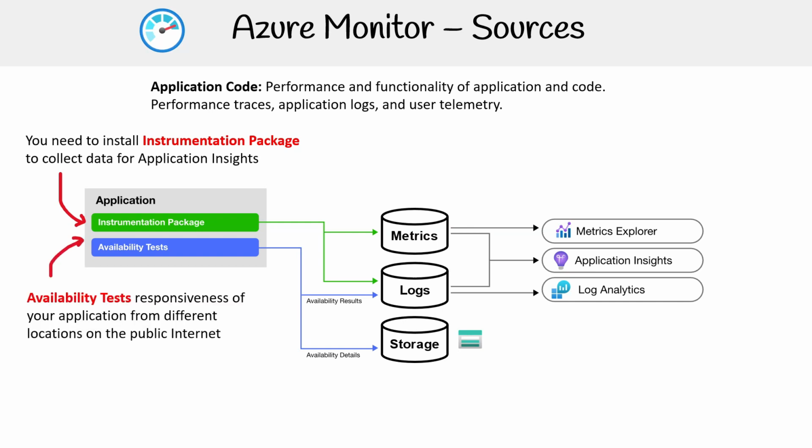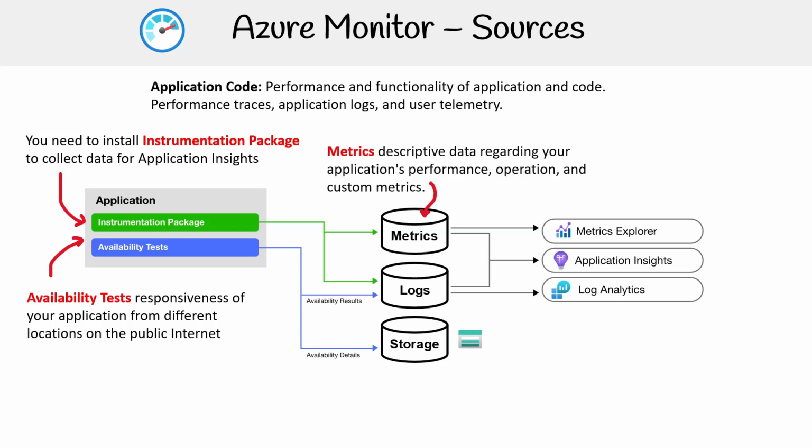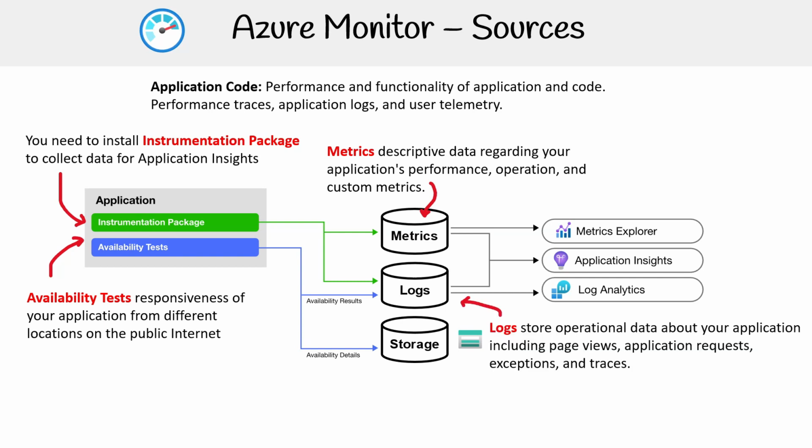Availability tests. Measure your application's responsiveness from different locations on the public internet. This helps in assessing the reliability and uptime of your services. Metrics. Descriptive data regarding your application's performance, operation, and custom metrics. Logs store operational data about your application, including page views, application requests, exceptions, and traces.